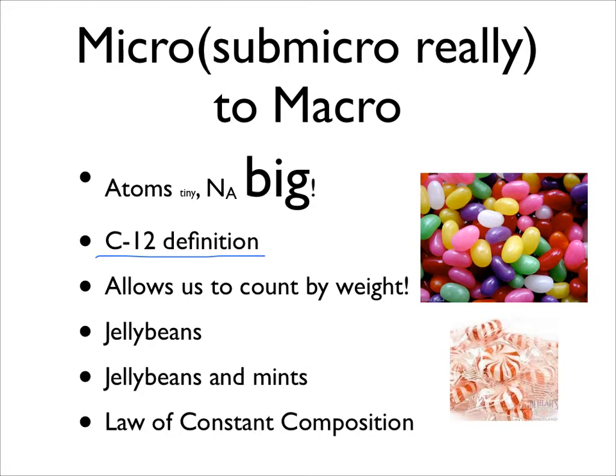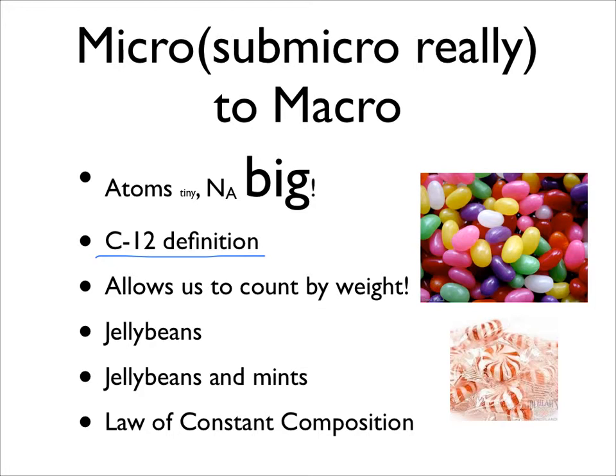Okay? So what that does is it allows us to set the masses on the periodic table that are given in AMUs. Now, it allows us to bring that into the macroscopic world in terms of the units grams per mole. So 12.01 grams per mole of carbon is what's listed on the periodic table. That means that if I have one mole of carbon, it's going to weigh 12.01 grams. Now, as I said, this allows us to count by weight.